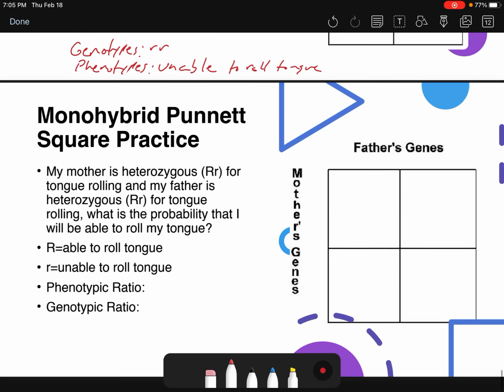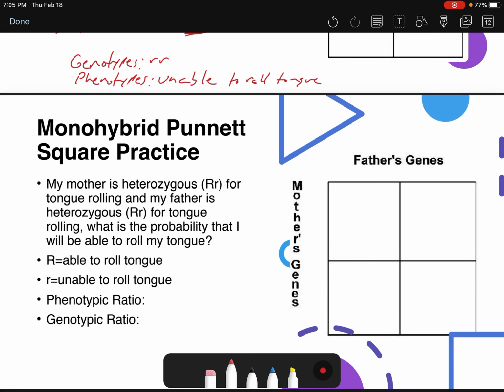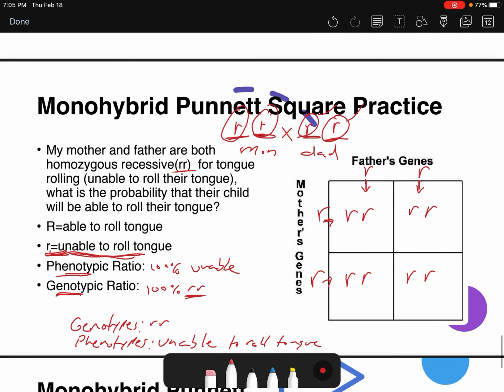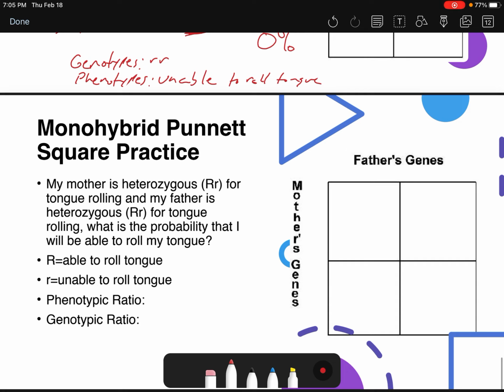All right, we'll do another practice one here. All right, so this one's just a little bit different. So it says, my mother is heterozygous for tongue rolling, and my father is heterozygous for tongue rolling. What is the probability that I will be able to roll my tongue? All right, and just to answer this last one, what is the probability that the child will be able to roll their tongue? That'd be a 0% chance. Okay, so now, same question, just a different cross that will happen. So again, we'll put our mom over here and our dad right here.